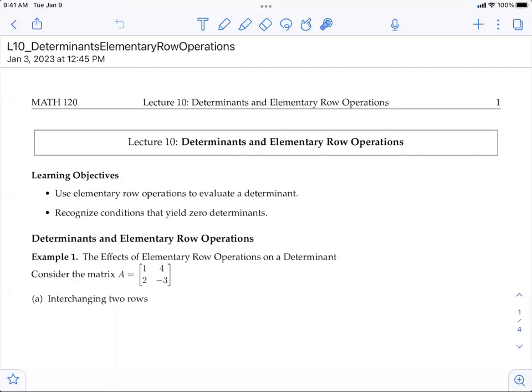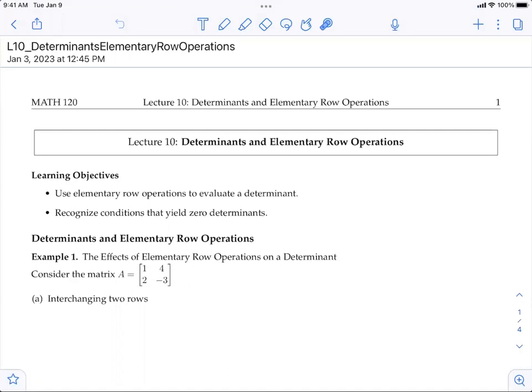Hello, everyone. We continue with this lecture on the topic of determinants, and another way to find the value of the determinant of a square matrix is through elementary row operations. Let's recap what we have in lecture 9 on determinant of a square matrix.